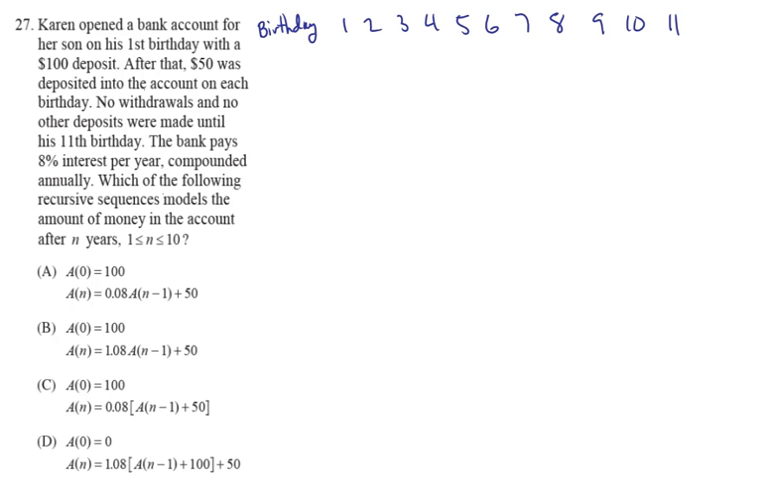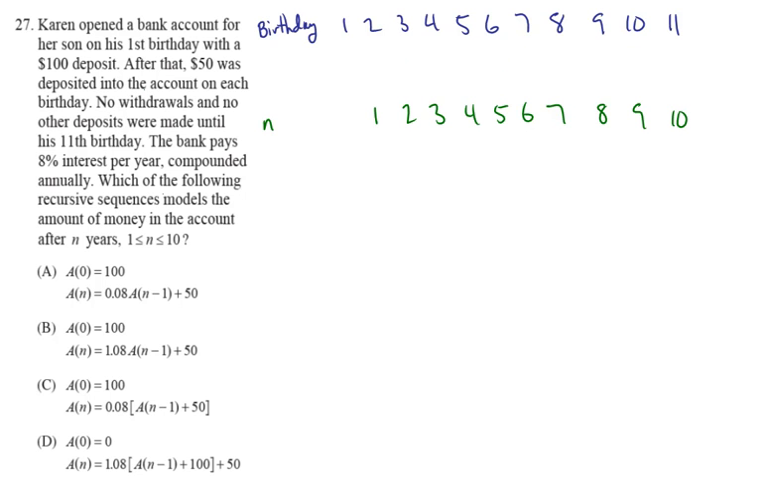So the birthdays really go from 1 to 11, but she just put some money in on the first birthday. It doesn't accumulate any interest until the second birthday. And so n going from 1 to 10 really starts on the day of the second birthday and goes to the day of the 11th birthday.